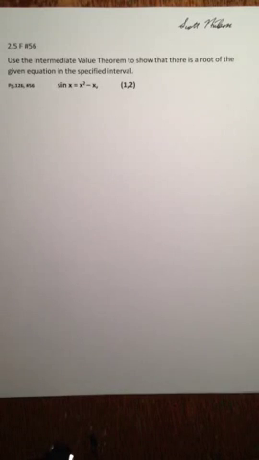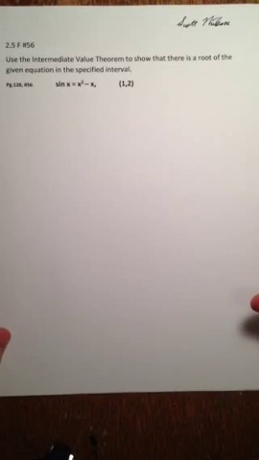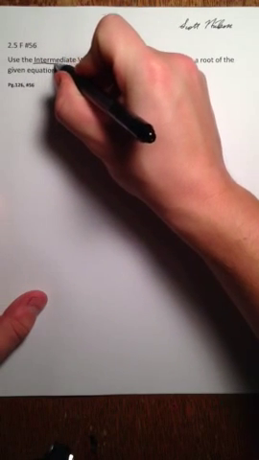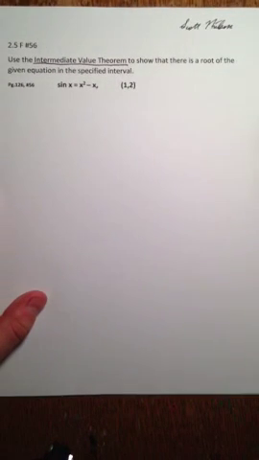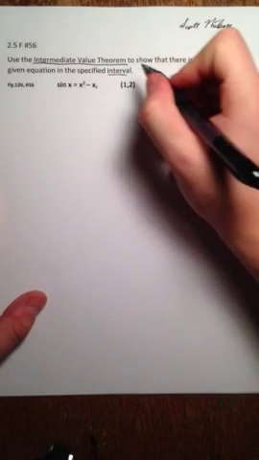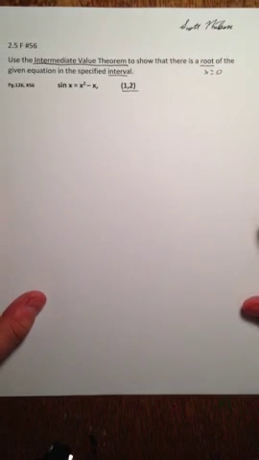Alright, so the question is, use the intermediate value theorem to show that there is a root of the given equation in the specified interval. Our equation is sine x equals x squared minus x, and our interval is between 1 and 2. Right off the bat, we have to use IVT to show that there is a root. So x equals 0, and our interval is between 1 and 2.